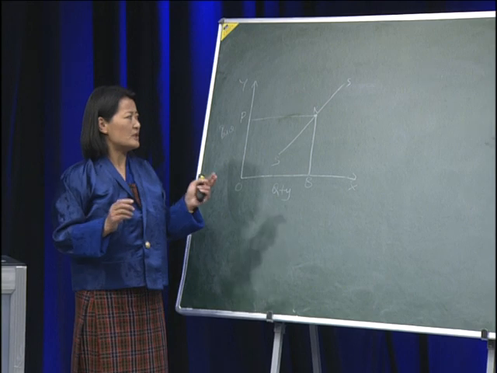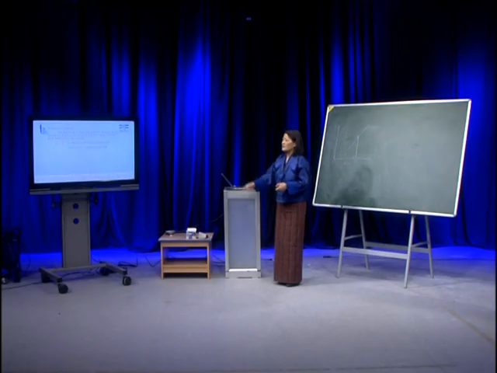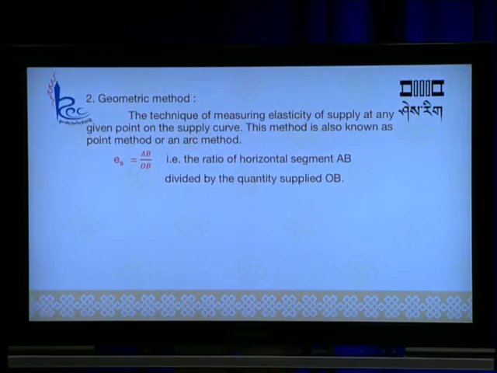Now, what you have to do here, the next step is, let us first look into the formula. The formula for calculating elasticity of supply using the geometric method is AB by OB. Here AB is the horizontal line segment and OB is the quantity supplied at that point.